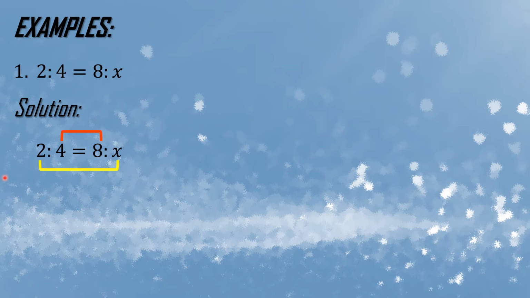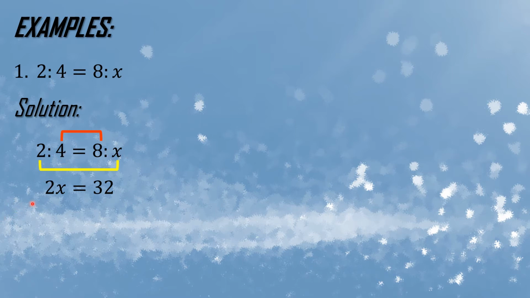So again, kailangan nating i-multiply ang magka-partner na means at extremes. So 2 times x is 2x and 4 times 8 is 32. So wag natin kakalimutan yung equal symbol kasi dito natin malalaman kung equal nga ba ang 2 is to 4 or yung means at yung extremes.